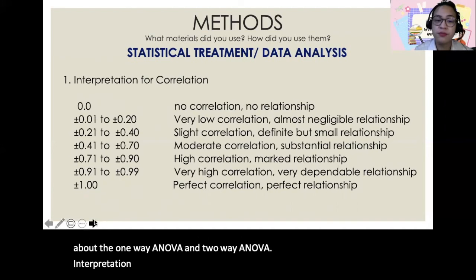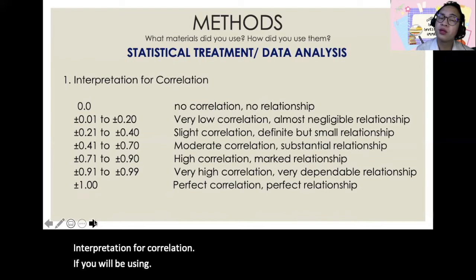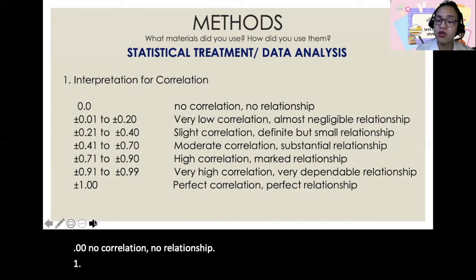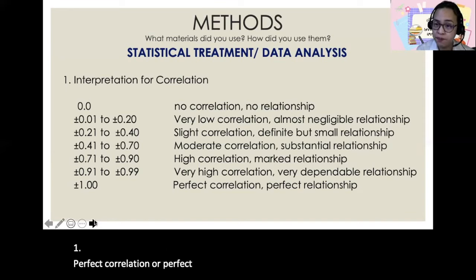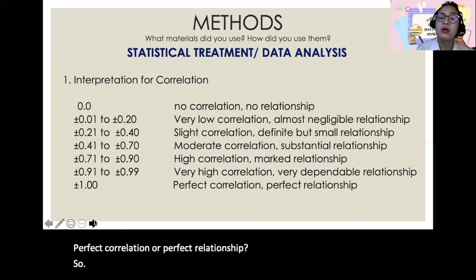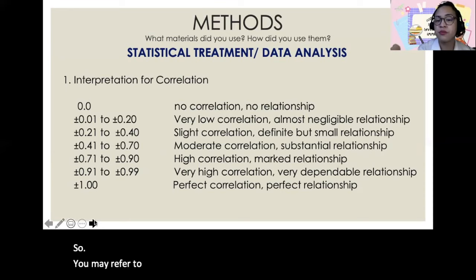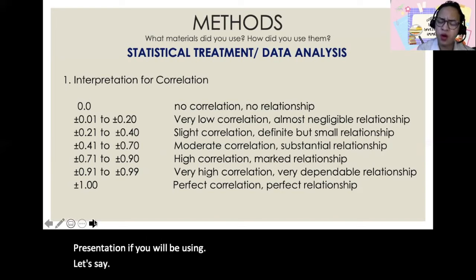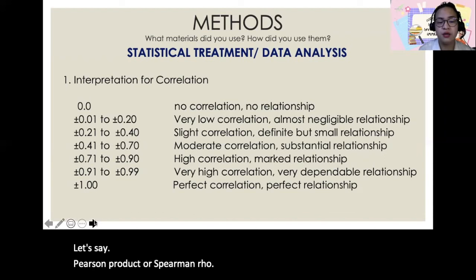Interpretation for correlation. If you will be using Pearson product and Spearman, so you will have your 0.00, no correlation, no relationship, to 1, perfect correlation or perfect relationship. So you may refer to this presentation if you will be using, let's say, Pearson product or Spearman rho.